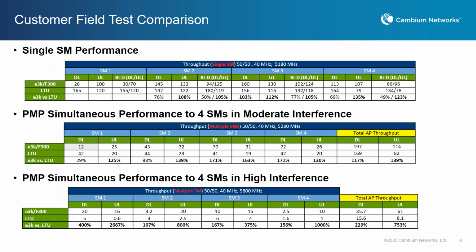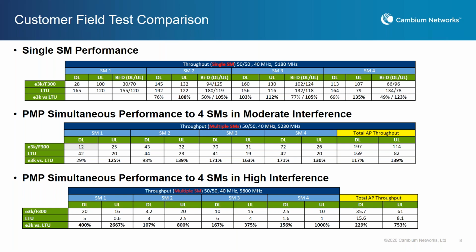I won't go through the details of all these numbers, but I'll draw your attention to the second table, which is 4 subscriber modules in a moderate interference environment. In that case, you'll see a 20 to 40% increase in capacity of the ePMP 3000 over LTU. And then as you go to a high interference environment with the third table, you see an even higher increase in performance and capacity, with 229% or 753%, especially in the uplink direction.